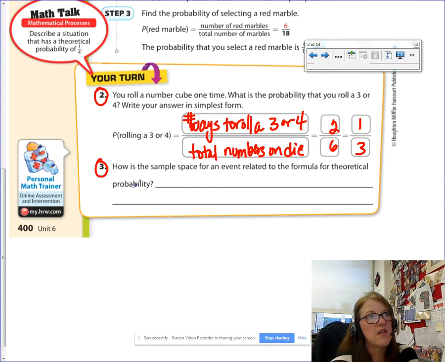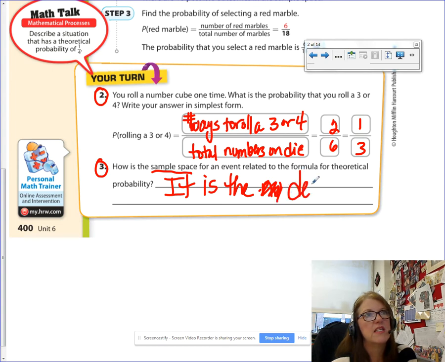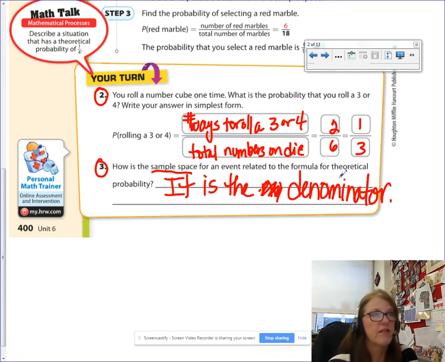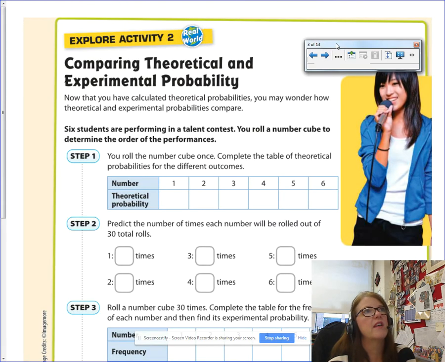Number 3, how's the sample space? Sample space is the total numbers or the total possible outcomes. It is the denominator every time you make that fraction. After I was just bragging about what a great word it was, I definitely should use it more often. There you go. All right, let's keep plugging along here.